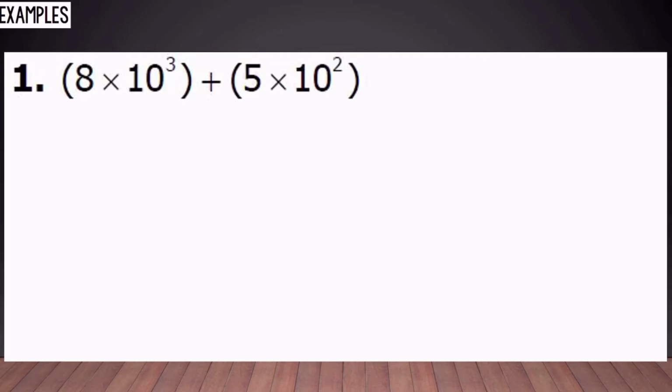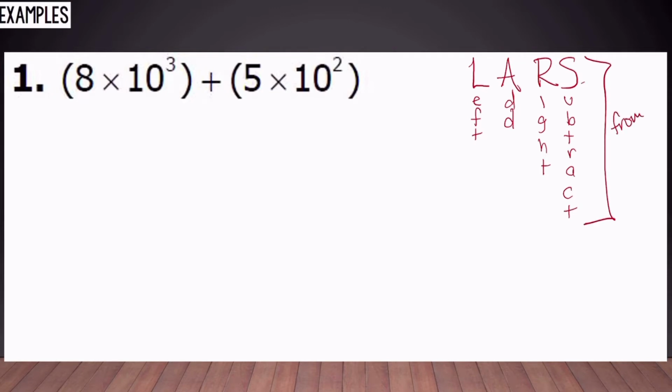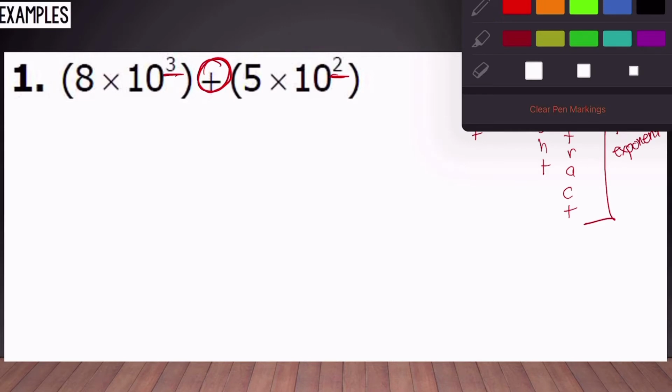So what I want you to remember is the LARS. Left, we add. Right, we subtract. And what are we talking about adding or subtracting from? This is from the exponent. This is always from the exponent. So when I'm dealing with positive exponents, here I have a 3 and here I have a 2. I'm adding these two numbers. So I need to get them to be the same.